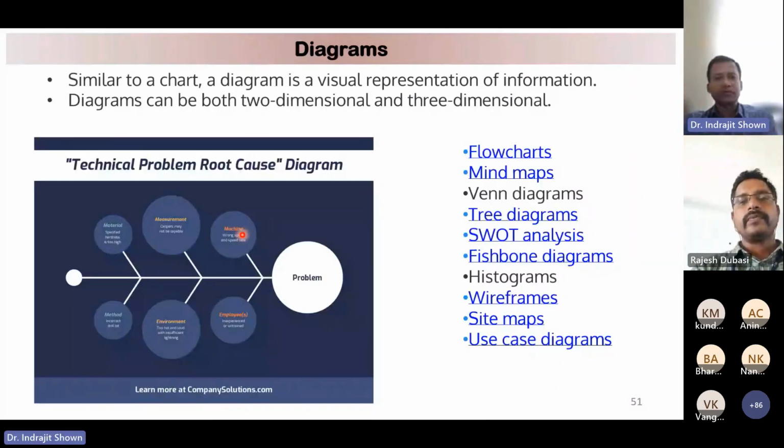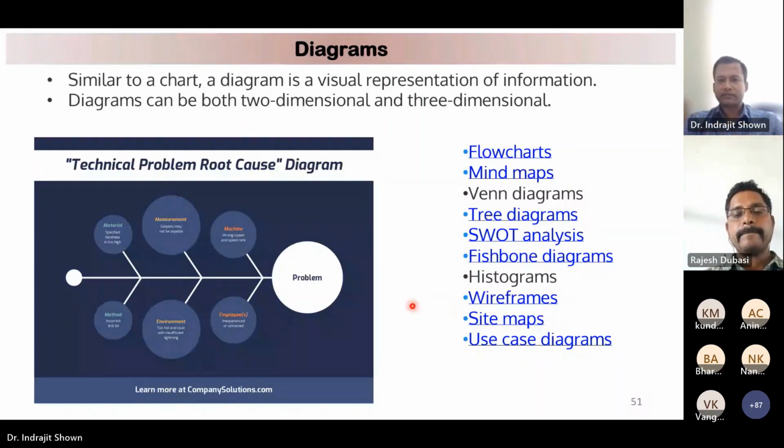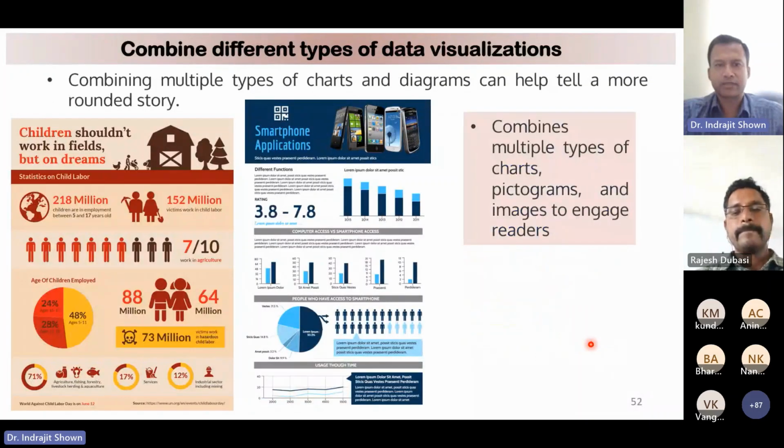Then diagram also; basically it should be a simple, visual, and informative representation. A diagram can be 2-dimensional or 3-dimensional, you can make it both ways, and it may be a flowchart, mind map, tree diagram, then others like wireframe diagram, site map, use case diagram. Anything you can do.